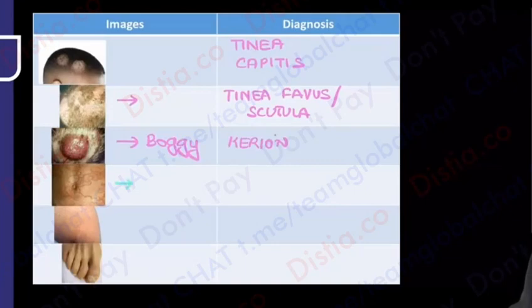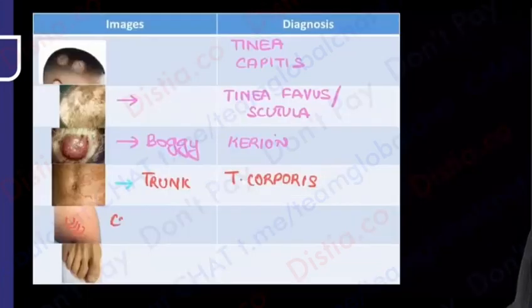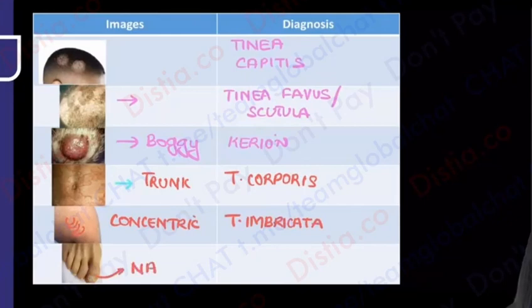Next, when you're talking about the trunk, obviously we have tinea corporis that we were using for the trunk. But if you zoom in and you see the next lesion is becoming all concentric, as soon as I start using the word concentric, the disease that comes to my mind is going to be tinea imbricata. Next one, as soon as I see the nail involvement, it is going to be tinea unguium.